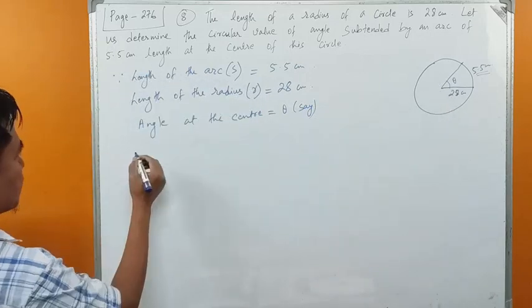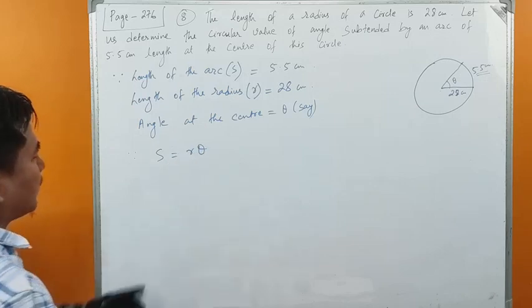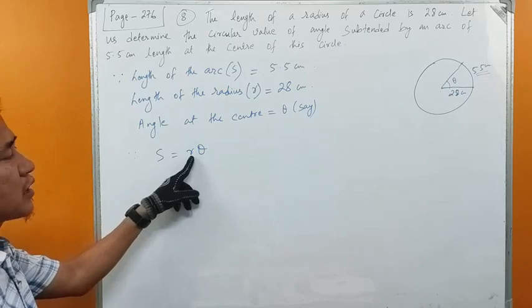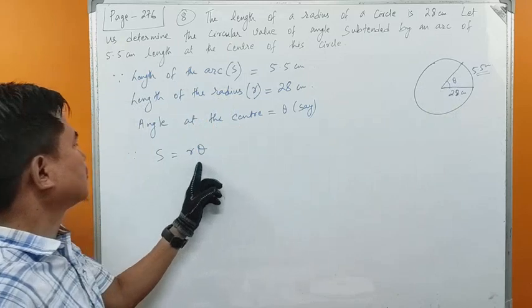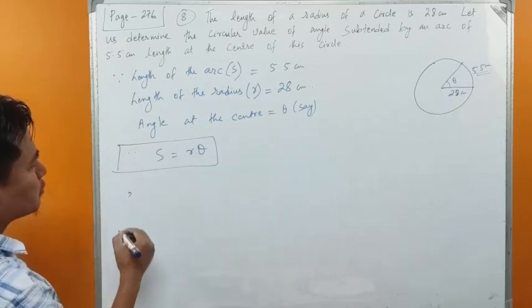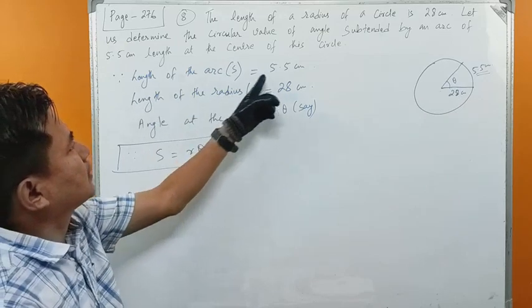Since we know the formula, S equals R theta. S is the length of the arc, R is the radius of the circle, and theta is the angle formed at the center. S equals R theta. We must remember this. This is the formula. Now let us put the value of S and R. What is S? S is 5.5.